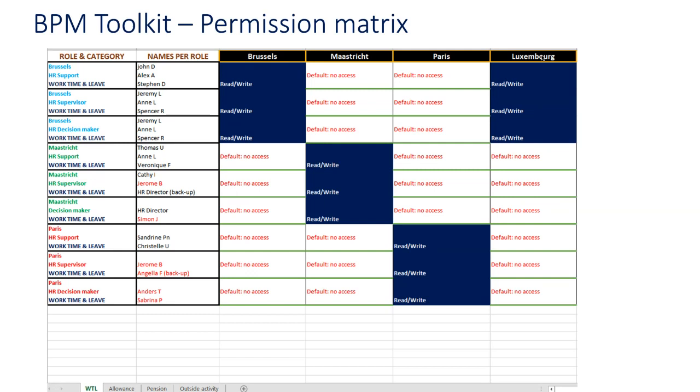It can be complex. So the permission matrix is complex, and the tool must be able to understand that. The BPM toolkit understands that in a generic way. You don't have to write code for this. It's just putting information in rows.